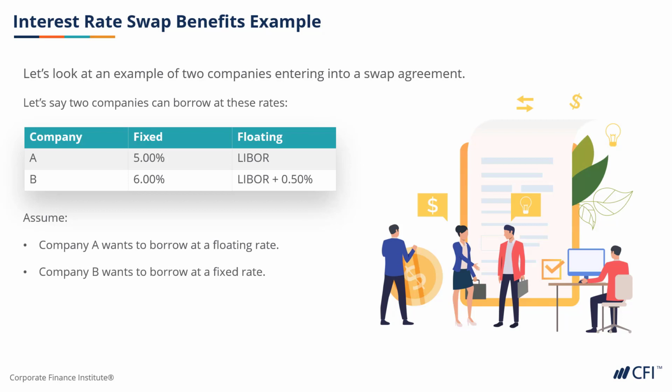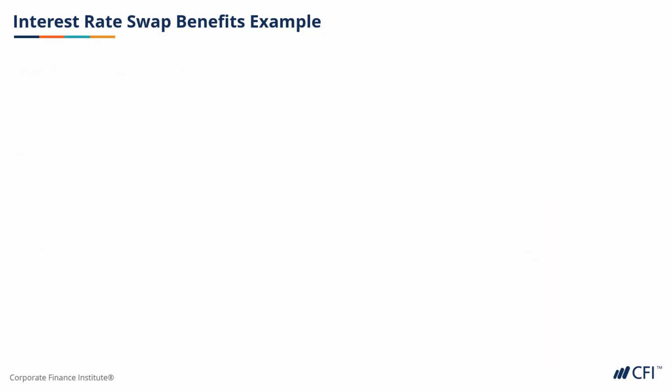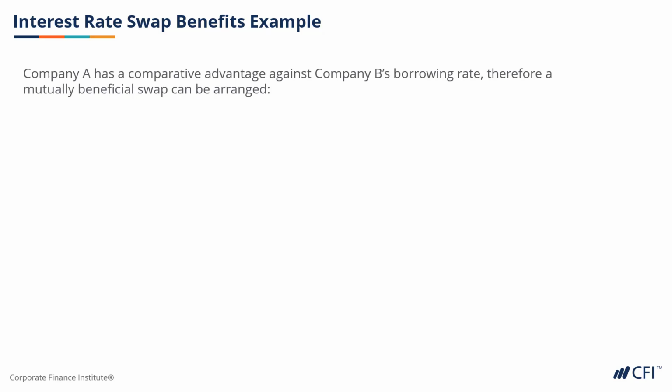The question is, how can we set up an interest rate swap so that it is mutually beneficial to both parties? We've already mentioned that Company A has a comparative advantage against Company B's borrowing rates, both fixed and floating. So because of that, and because the differential is slightly different, 100 basis points on the fixed and 50 basis points on the floating, we can arrange a mutually beneficial swap.